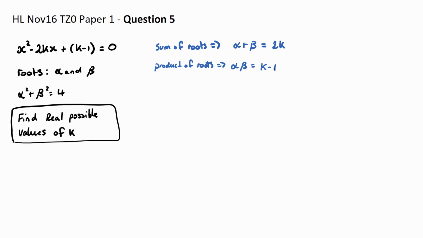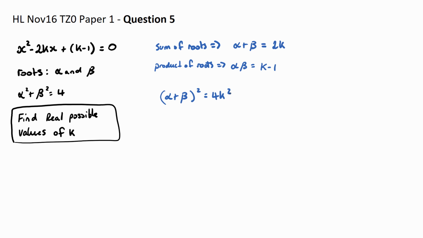Okay, so from there, we need to do some sort of pairing up of all of our knowledge here. So this is where I think some people might get a little bit stuck, but you just need to work your way through it. If we were to square this, alpha plus beta all squared, we'll just be squaring 2k, which will be 4k squared.